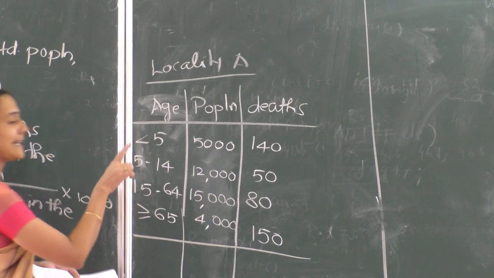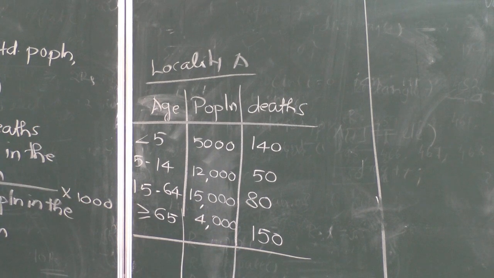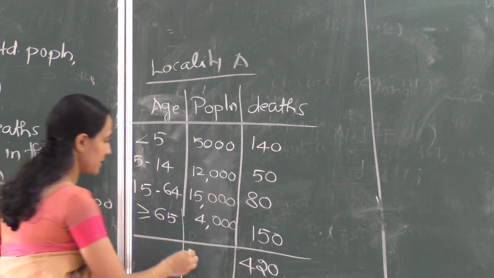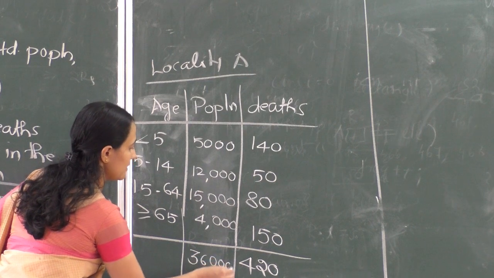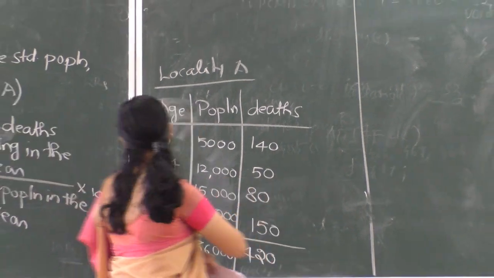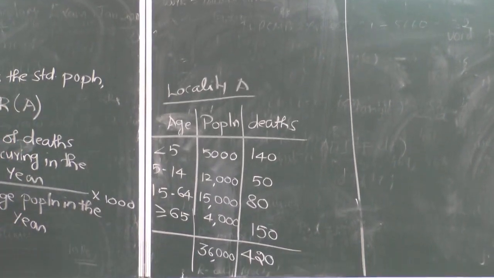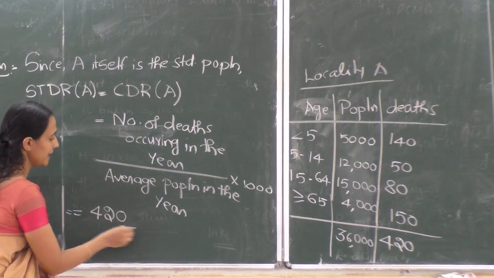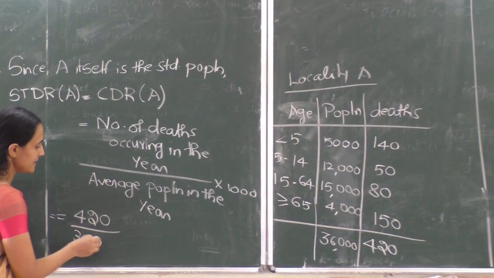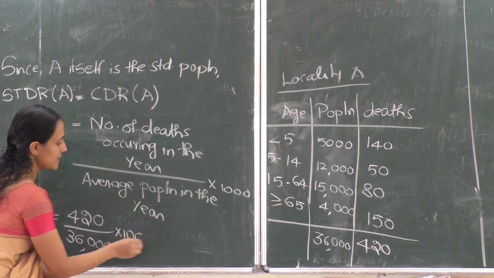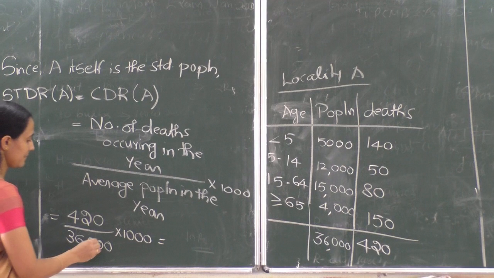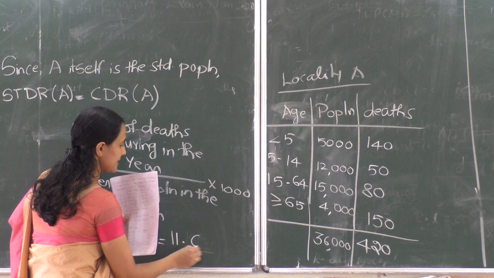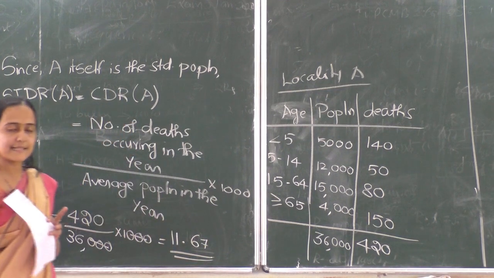So we need the population total and deaths total for finding CDR. The deaths total is 420, and the population total is 36,000. So the number of deaths occurring in the year is 420, divided by the average population 36,000, into 1000. The answer is 11.67. This is the STDR of A.